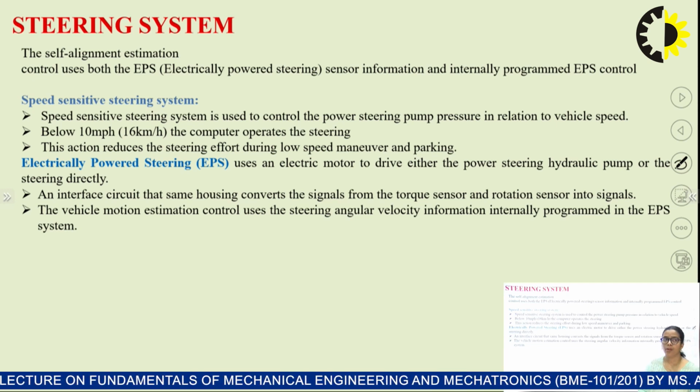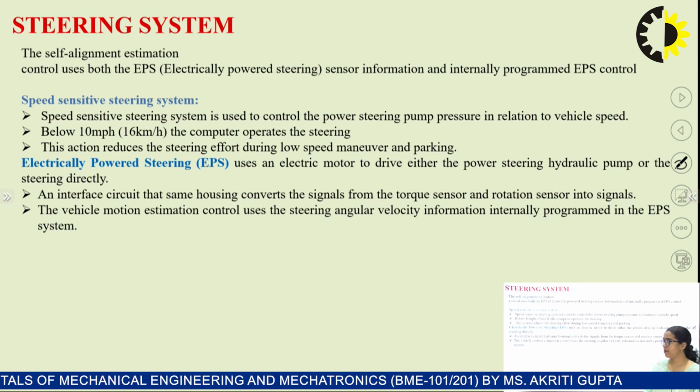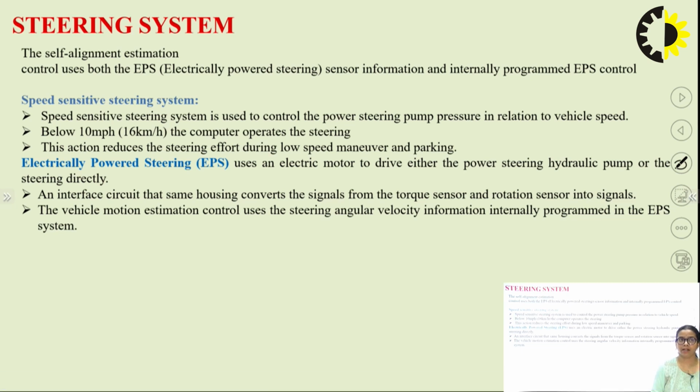Now, electrically powered steering uses an electric motor to drive either the power steering hydraulic pump or the steering directly. In this steering system, an interface circuit in the same housing converts the signals from the torque sensor and rotation sensors. The vehicle motion estimation control uses the steering angular velocity, which performs the information internally programmed with the particular system.